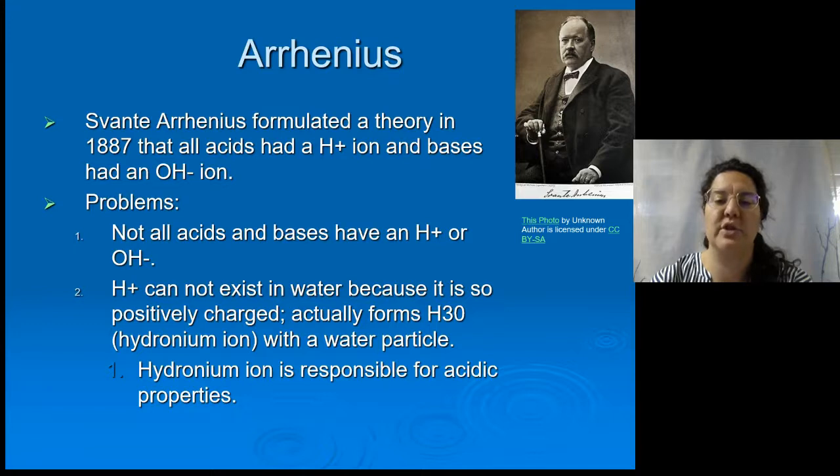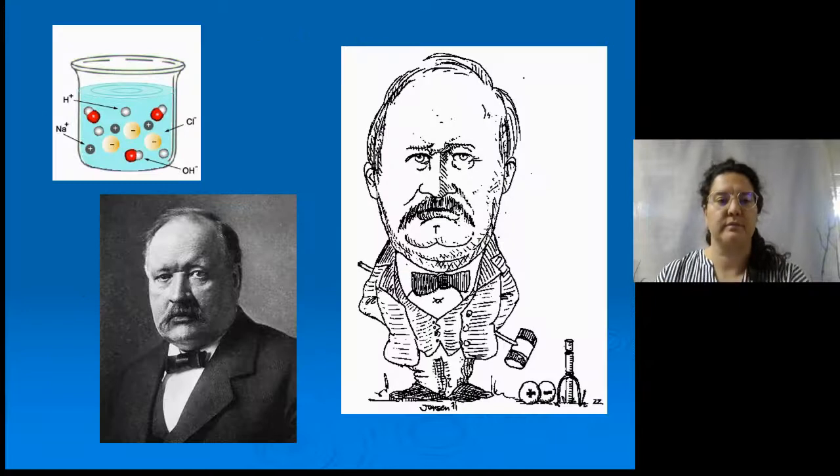It actually will form H3O+, which is a hydronium ion. So the hydrogen will join with a water particle, and then that hydronium ion is going to be responsible for the acidic properties. So if we look at this little diagram here, we won't actually have a hydrogen ion free floating in that water. It will have joined onto a water molecule and form H3O+ in water.